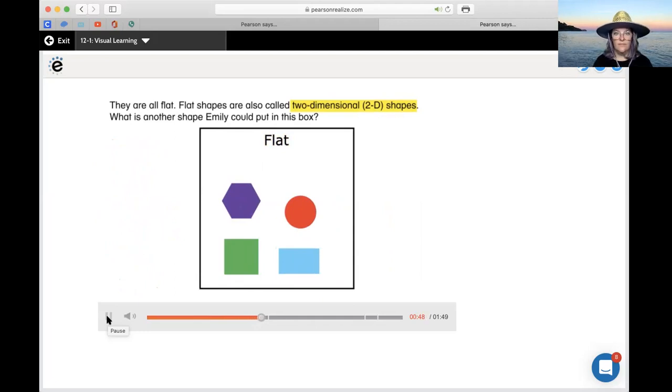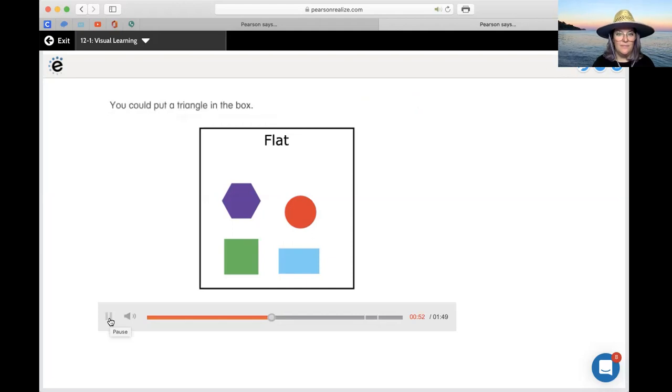What is another shape Emily could put in this box? Triangle. What other shape can you think of? Maybe a rhombus? Nice, let's keep going. You could put a triangle in the box.